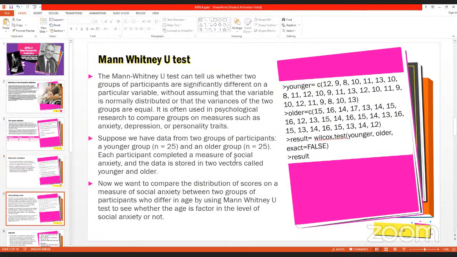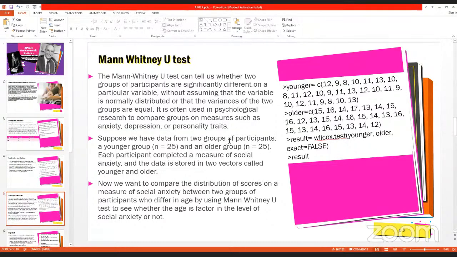Now, next is Mann-Whitney U-test. So the Mann-Whitney U-test can tell us whether two groups of participants are significantly different on a particular variable, without assuming that the variable is normal distributed or that variances of the two groups are equal. It is often used in psychological research to compare groups on measures such as anxiety, depression, or personality traits.